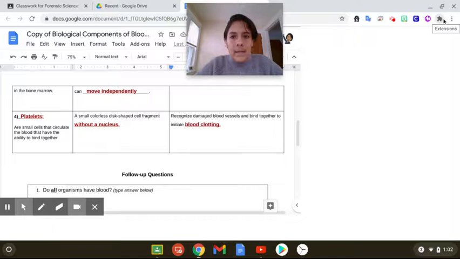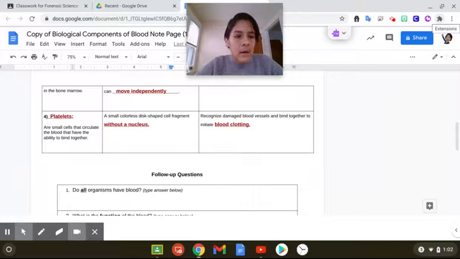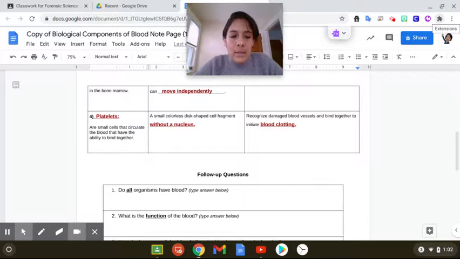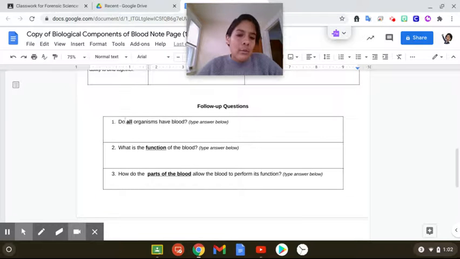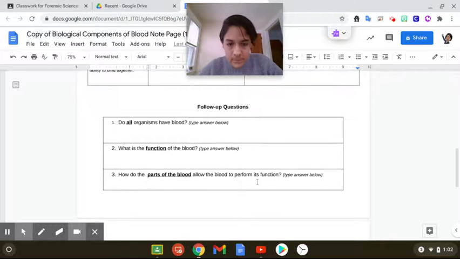Okay, so that ends the note portion of this assignment. What you're going to want to do now is go ahead and answer the follow-up questions. Do all organisms have blood? What is the function of the blood? And how do the parts of the blood allow the blood to perform its function?